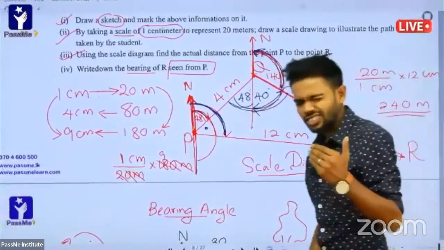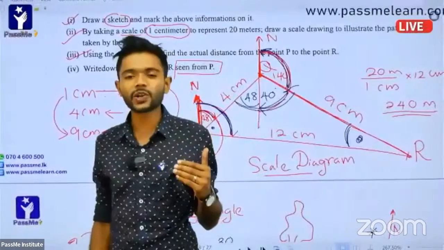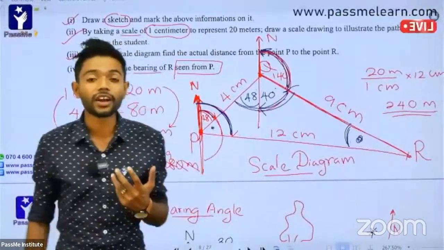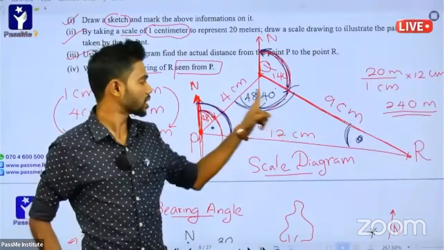We know that the three angles of a triangle are 180 degrees.